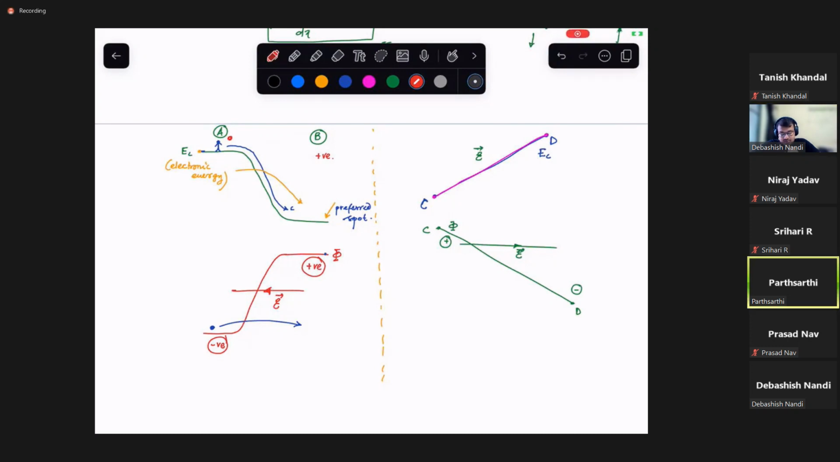Yes, sir. I had memorized that hole goes upward and electron goes downward. There is nothing to be memorized. Okay, don't memorize anything. Simple thing. Let's forget about holes, I will introduce holes in a while. Suppose you have this kind of profile. I am giving you that it is my electronic energy and it is my potential profile.